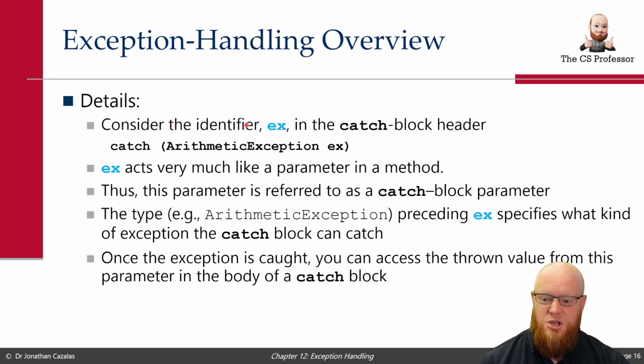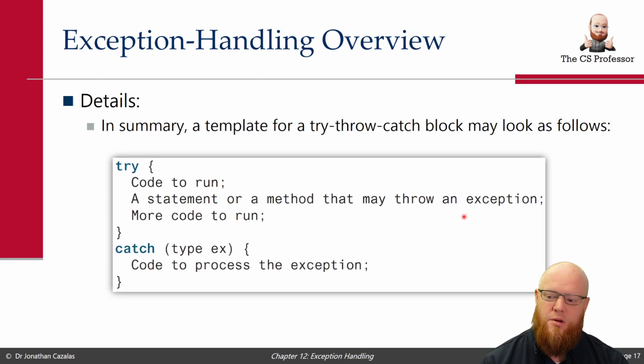So here I simply mentioned that identifier ex in the catch block header. It's just a variable and it acts like a parameter in a method. And this parameter is referred to as a catch block parameter. The type that precedes the parameter, such as InputMismatchException, IndexOutOfBoundsException, or ArithmeticException, simply specifies what type of object was actually created and thrown so the catch block can catch it accordingly. And then once the exception is caught, you can access that thrown value from the parameter of the catch block.